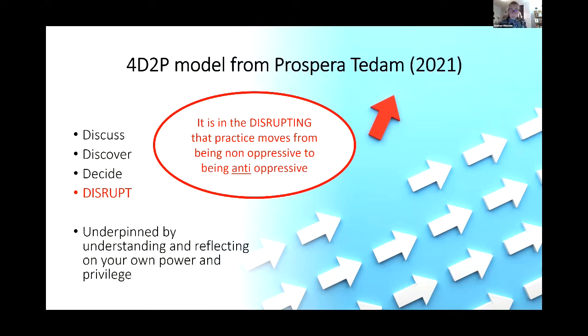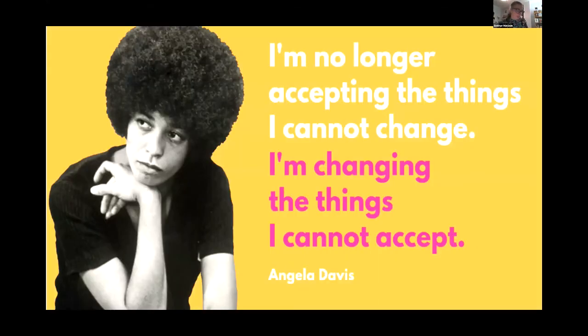the oppression. And again, one of my favorite quotes, Angela Davis: I'm no longer accepting the things I cannot change. Instead, I'm changing the things that I cannot accept. And I think that that's almost got to be a bit of a mantra really for social work. That's what we've got to do. We've got to challenge this stuff. Sometimes we have to challenge it by coming together, by connecting together. Can't always challenge effectively alone, but we can challenge a lot when we're together.